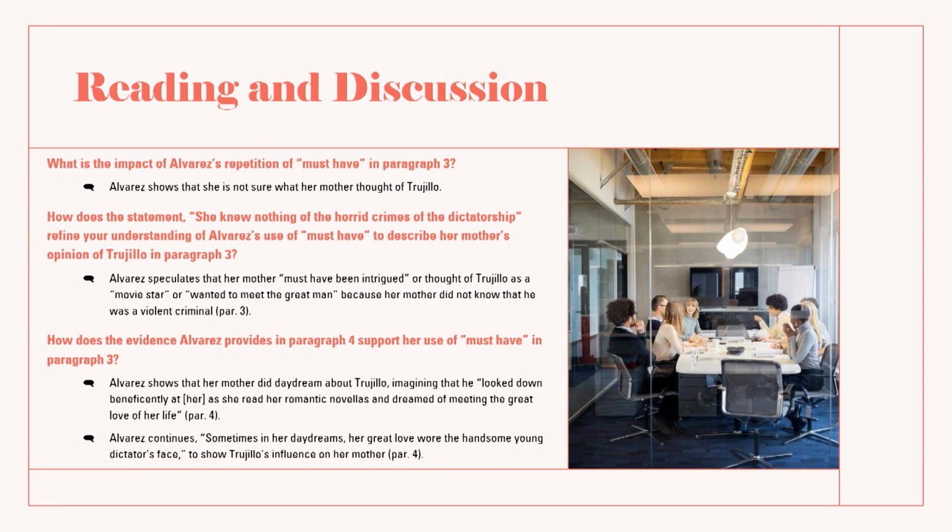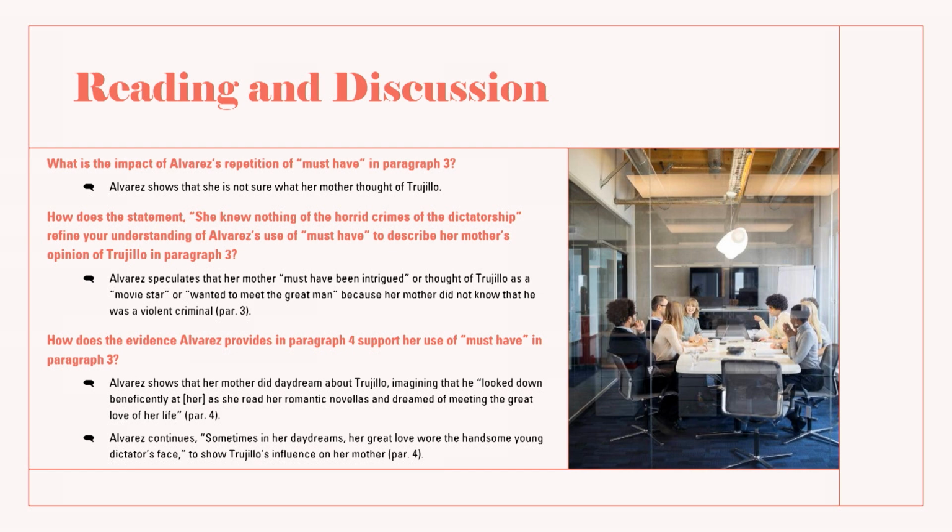And so you see that Alvarez speculates that her mother must have been intrigued, or thought of Trujillo as a movie star, or wanted to meet the great man, because her mother did not know that he was a violent criminal. Okay? And then lastly, how does the evidence that Alvarez provides in paragraph 4 support her use of "must have" in paragraph 3?